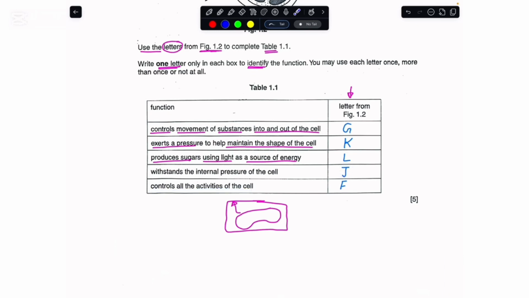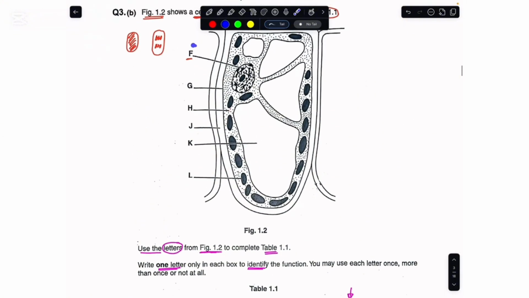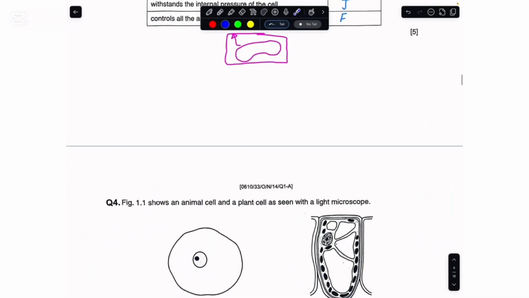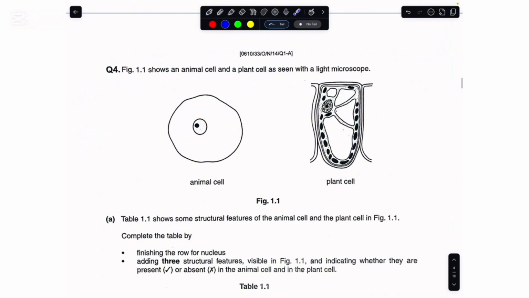And they say controls all the activities of the cell. You all know that the cell's activities are controlled by the nucleus. And the letter that we have to write over here is F with us because this is the nucleus that we have got. I hope all of this is making sense to you.